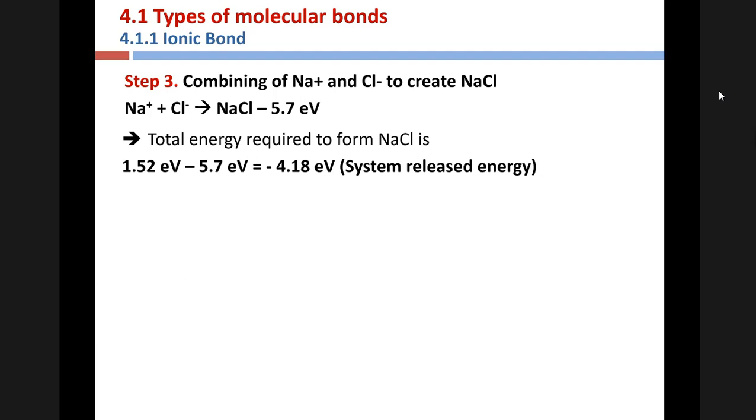Okay, so 2 atoms or many atoms combine together to form a molecule or solid to decrease the system's energy. You need to know the principle of bonding in molecules and solids in order to decrease the energy of the system. In this case, the energy of this system decreased 4.18 electron volts for 1 molecule of sodium chloride.